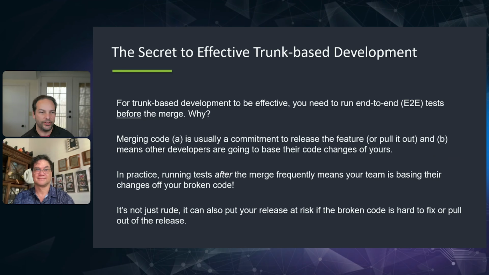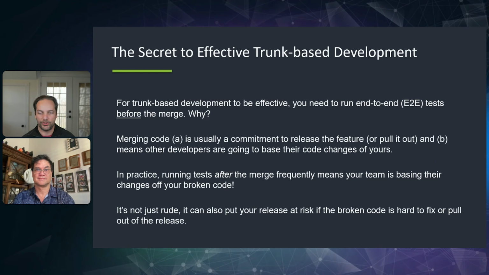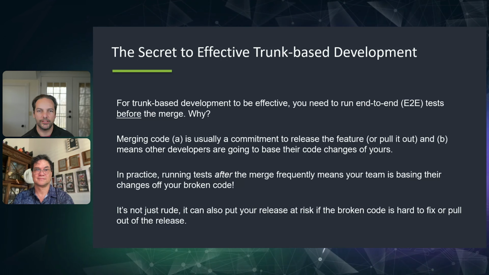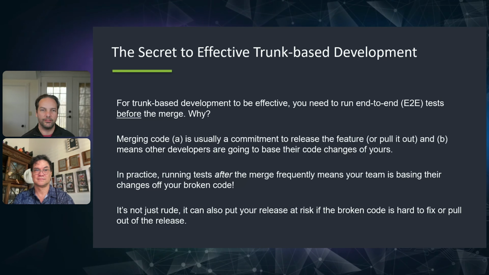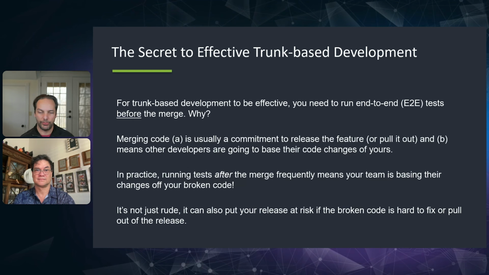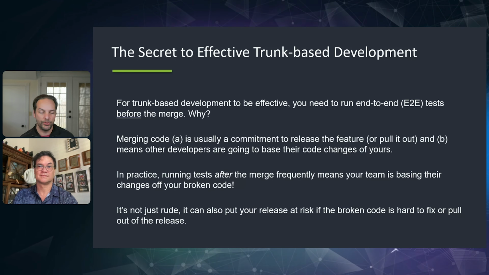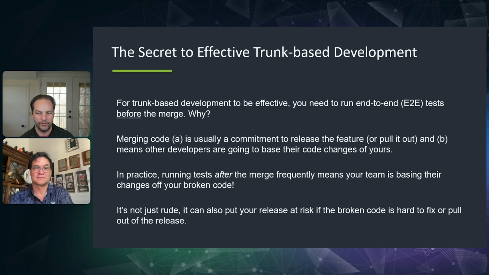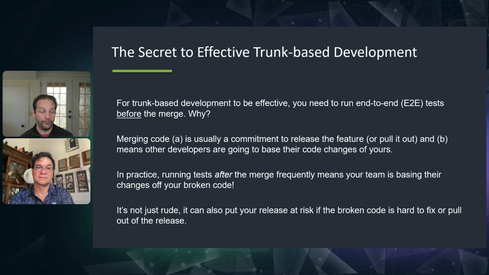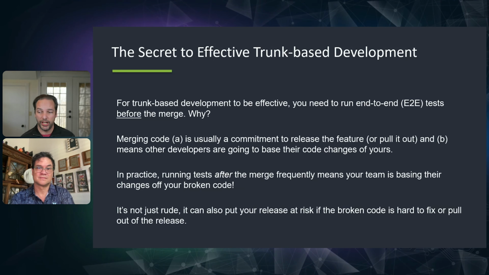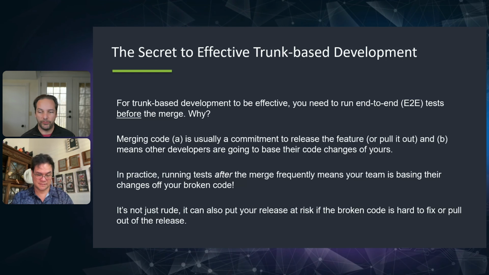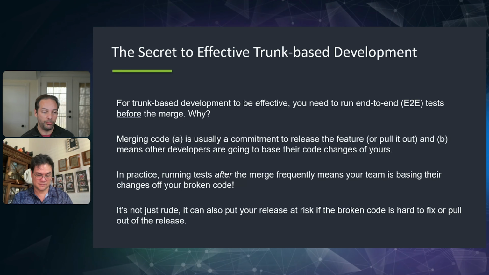And so it turns out the secret to doing effective trunk-based development is to run end-to-end tests before the merge. The reason you need to do that is merging code is usually in most environments a commitment to release the feature. Maybe it's not fully baked, but if I merge it into the release branch or even into the development branch, you're queuing that work up for the next release. And that means I either need to fix what I put in there or I need to pull it out.